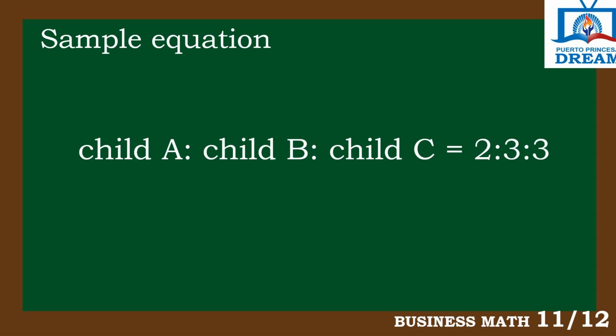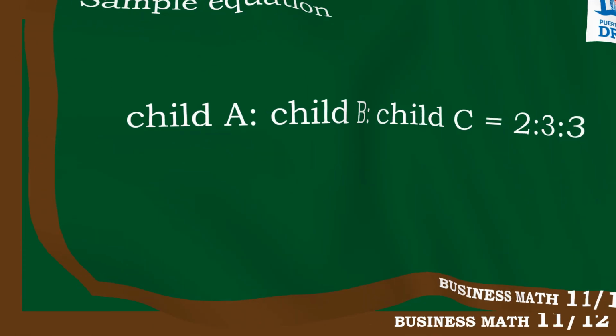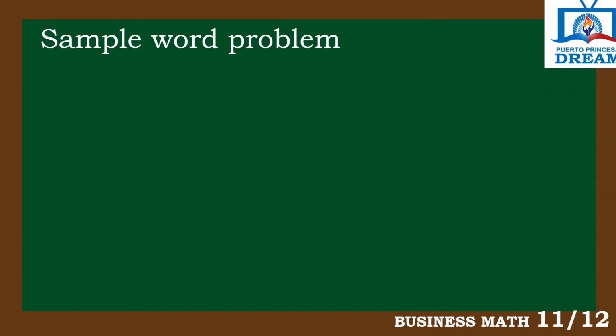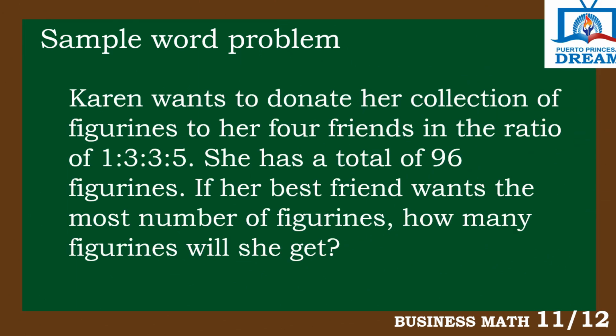Sample equation. Child A is to child B is to child C is equal to 2:3:3. Sample word problem. Karen wants to donate her collection of figurines to her 4 friends in the ratio of 1:3:3:5. She has a total of 96 figurines. If her best friend wants the most number of figurines, how many figurines will she get?